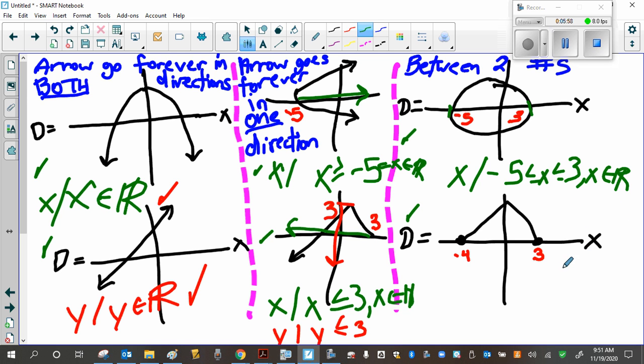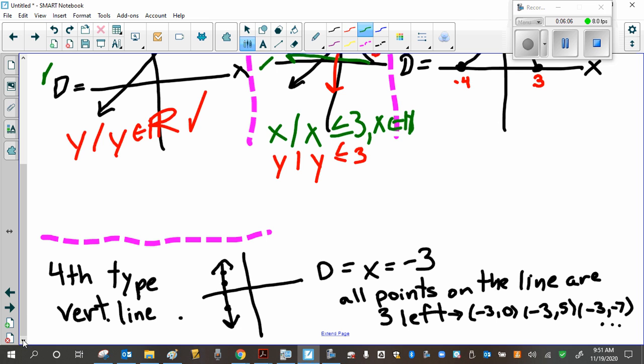Okay, so hopefully that clarified a little bit. And there is another one here, but 99% of the time you're not going to have this. If you do have a vertical line, you'll see it on your homework. The domain here is just one number because all of these points on the line are at -3. They're 3 to the left: -3, 0; -3, 1; -3, 2; -3, -2. So the domain here would simply be x equals -3. 99% of the time you're not going to be seeing these guys.